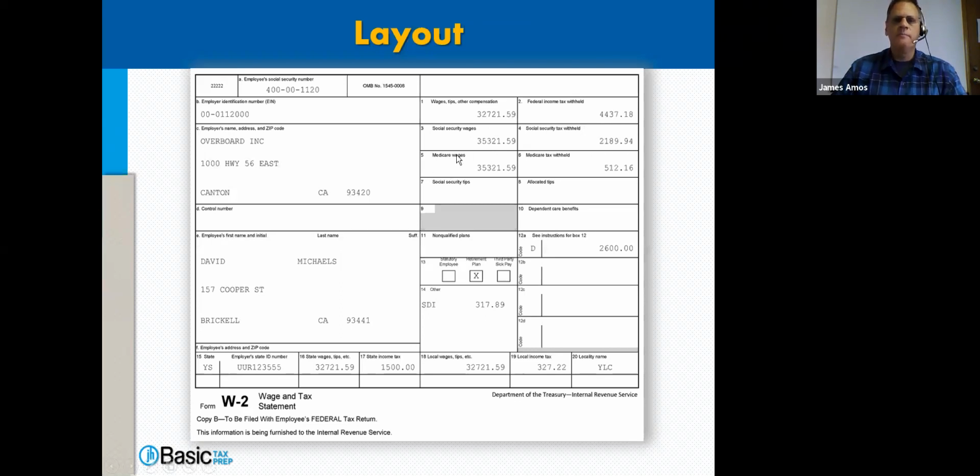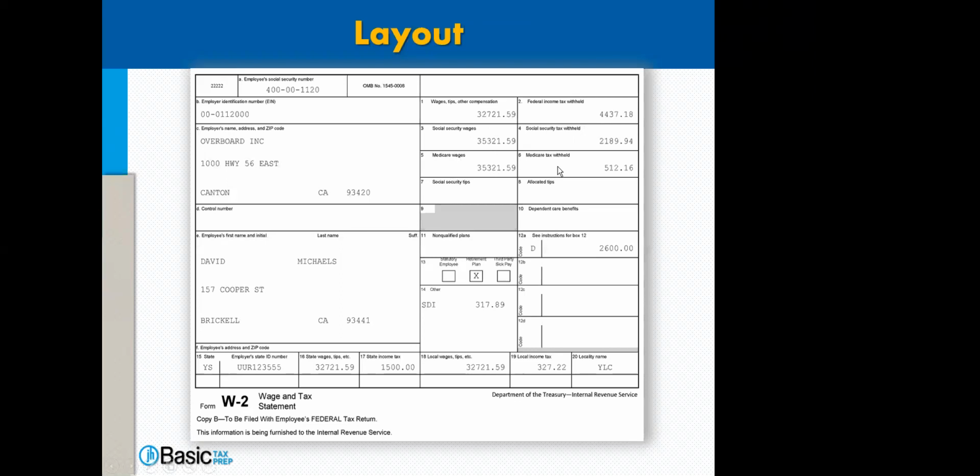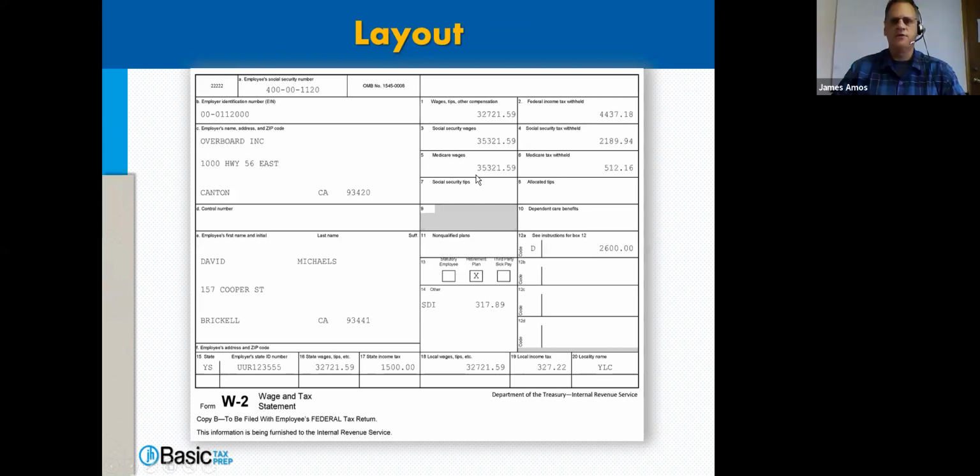Box 5 is for Medicare wages. Again, these are the wages that are subject to Medicare taxes. And the amount in box 6 corresponds with the amount in box 5. Okay? And now, why would this make a difference? Because as you can even see in this example, the amount in box 1 can be different than the amount in box 2 and/or box 3 and/or box 5.